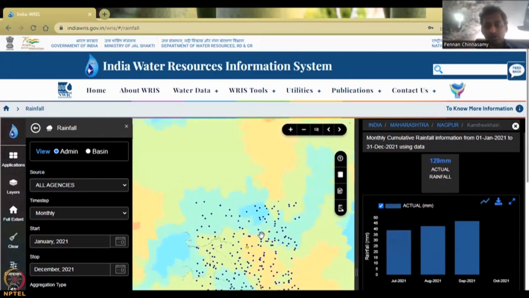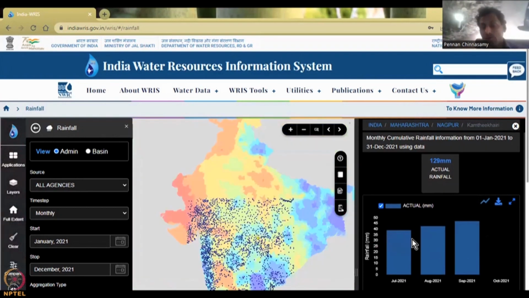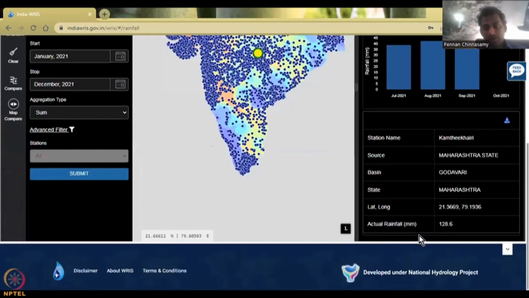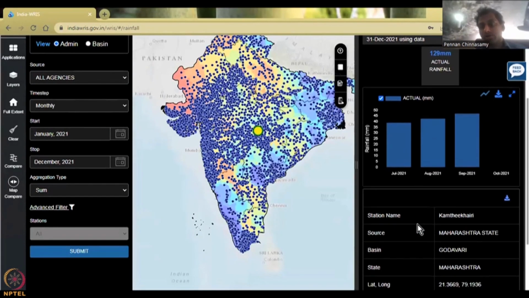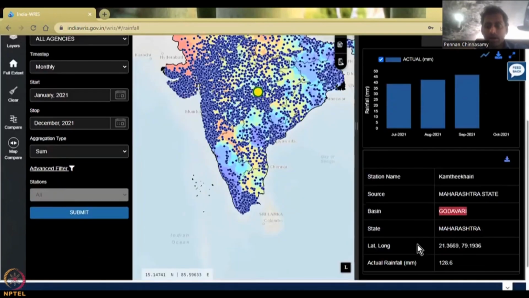And further, you could also select which locations you want. Most of the data will not be available. As we saw, not all data is available. And it's also good to understand which is the agency that is supporting this data, and also the basin in which the data is placed, which is the Godavari Basin, Maharashtra state. The agency is Maharashtra state.